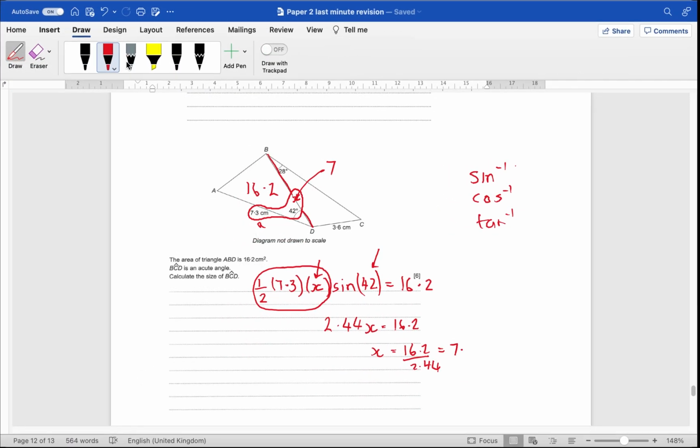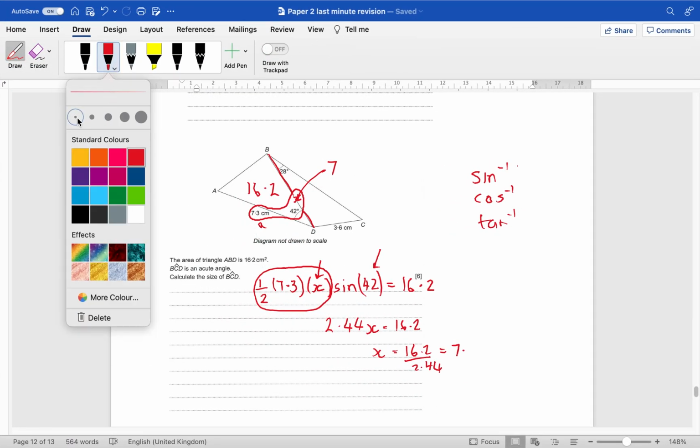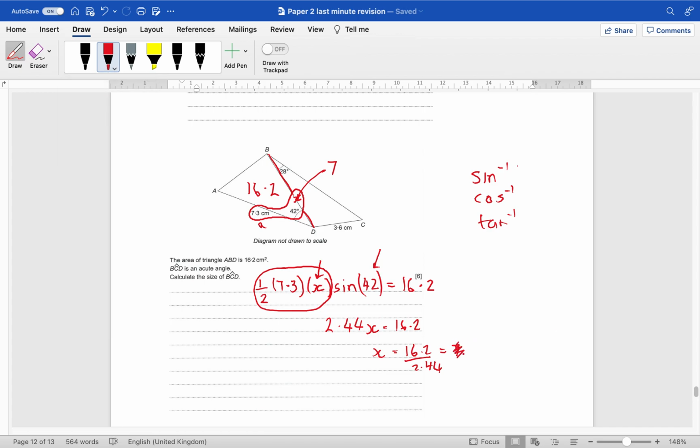Okay, let's get back on. Okay, get rid of that. 6.6. Okay, now that we know that that is not 7 at all, but 6.6, right?